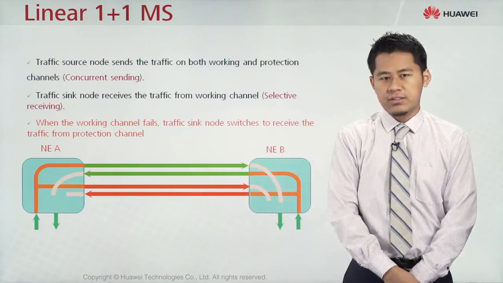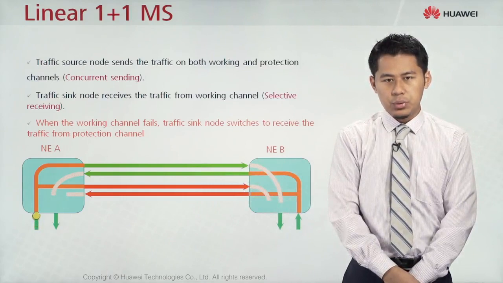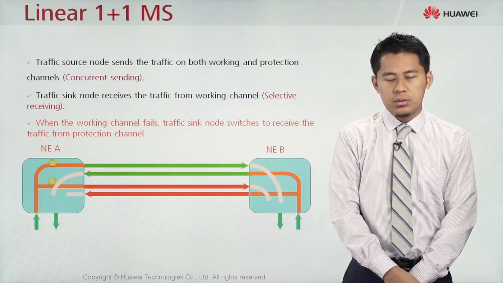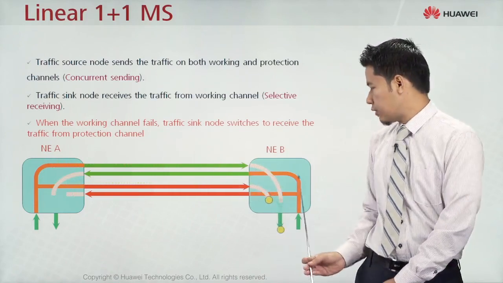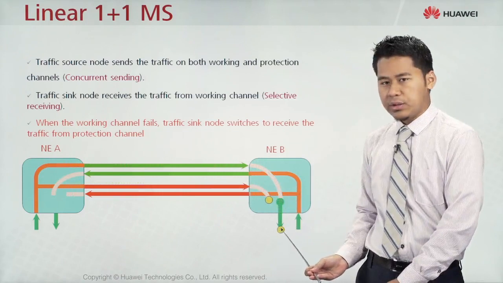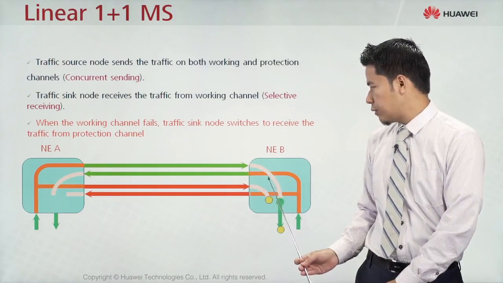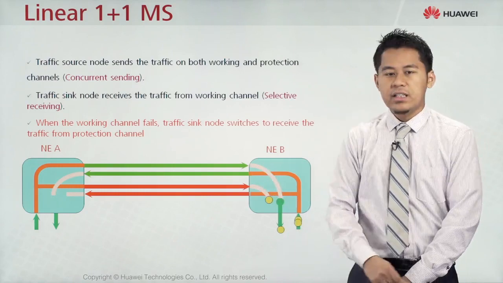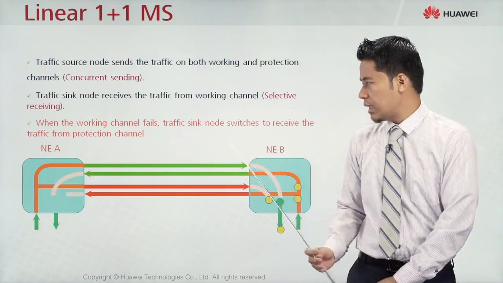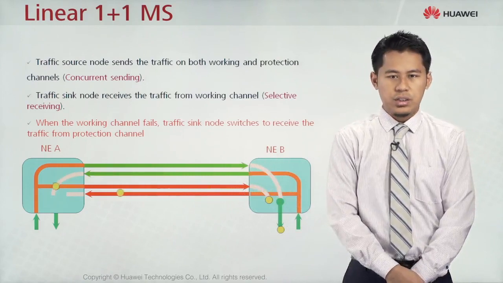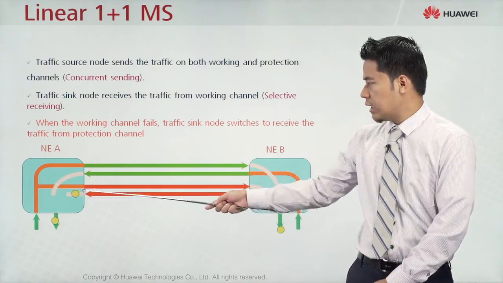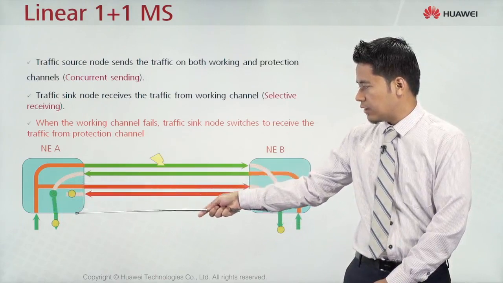So let's take a look at this example, where your services coming from A will split into two, which is a concurrent sending. To transmit from A to B, they will go through the working and also the protection. For the working, of course, they will be allowed as a pass-through here because they have a switch there. And of course, for the reverse, as you can see, it's a similar thing, from B to A. They will go through the working and also the protection. As usual, in A here, they have a switching, whereby it is working here.